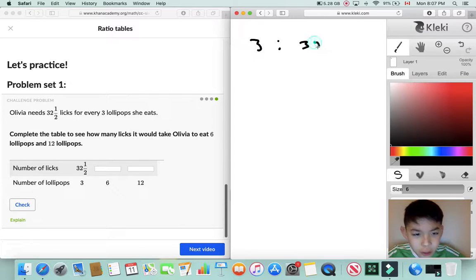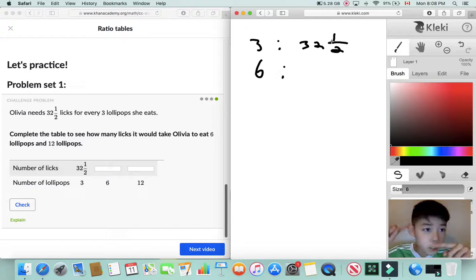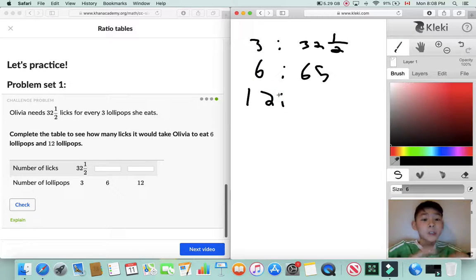To 32. It's kind of weird that you say licks. Oh well. So 6, that is, quick maths. Half plus half equals a 1, so 32 to 65. We multiply by 2. 60 times 2 is 120. 5 times 2 is 10. 120 plus 10 is 130.